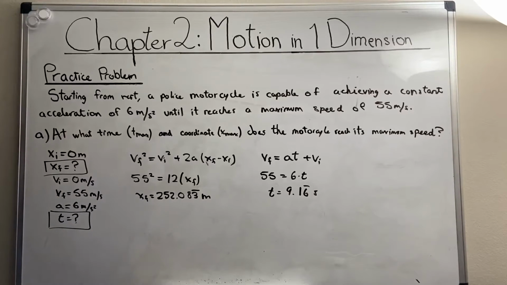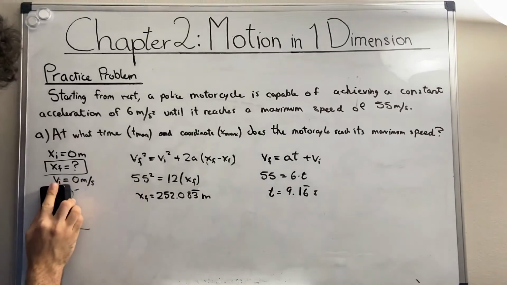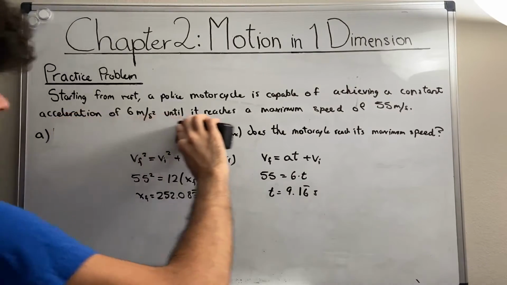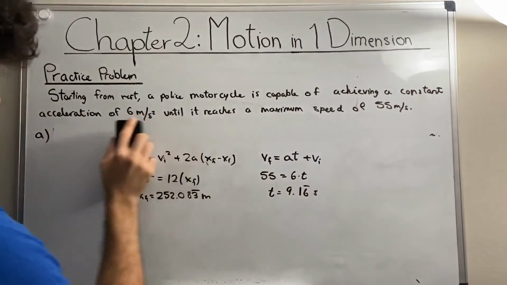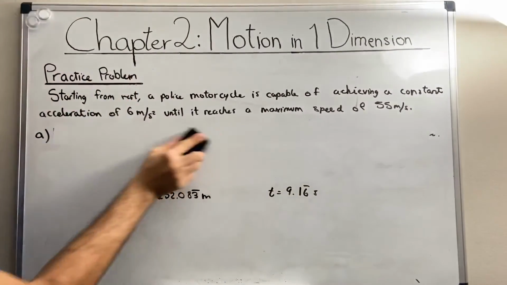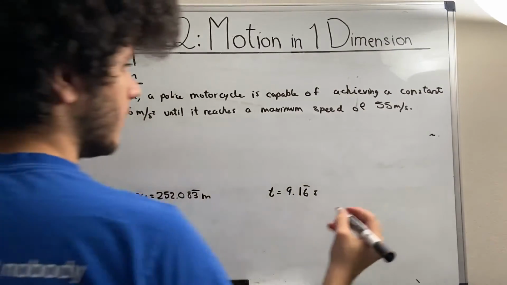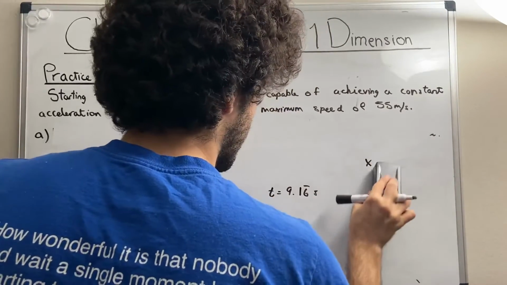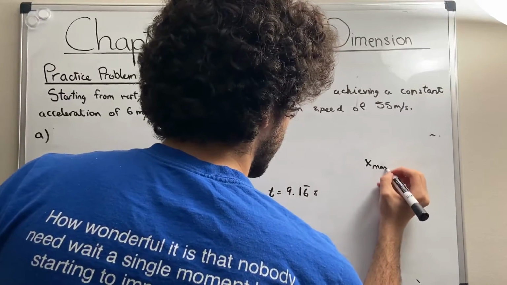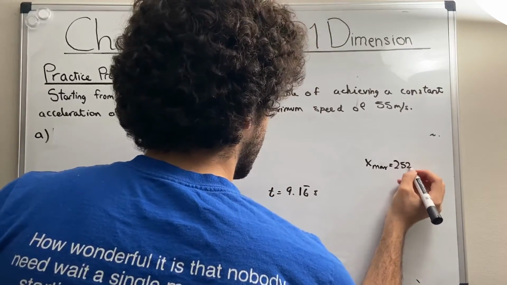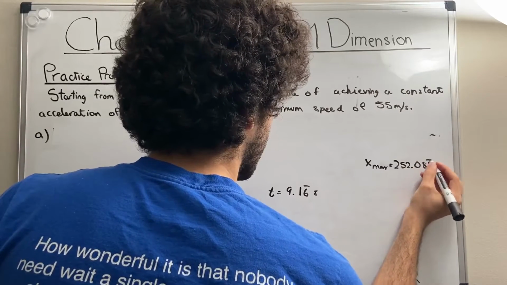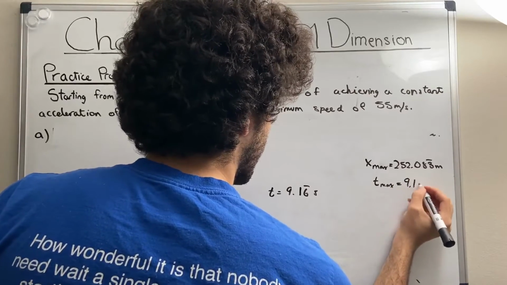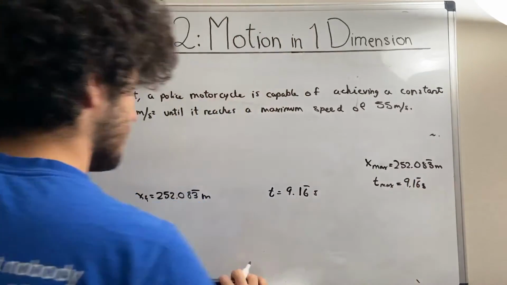Okay, well great, we have our two values. Now we're going to move on to question B, but we're going to make sure to write down those two answers somewhere. I can wipe this out and make sure to keep these somewhere. We'll keep them in our back pocket over here. We'll call this one X max to not confuse ourselves: 252.083 periodic, and T max 9.16 seconds, with a periodic on that.